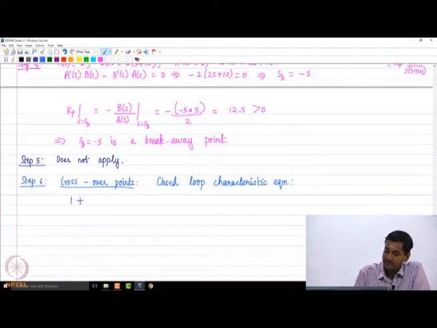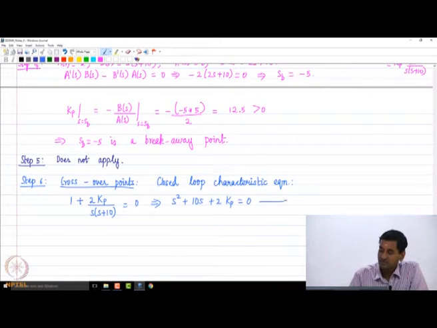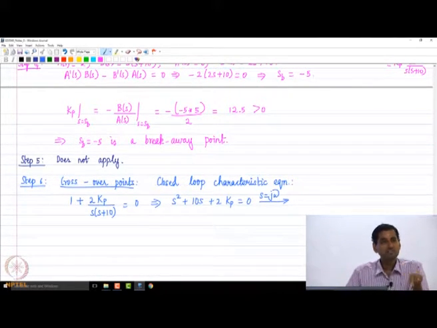In this particular case, that's 1 plus 2Kp divided by s times (s plus 10). So we are going to get s squared plus 10s plus 2Kp is equal to 0. Here we are looking for solutions of the form s equals j omega, because that's a crossover point. A crossover point is some point on the imaginary axis where a root locus branch may cross from the left half of the s-plane to the right half or vice versa.